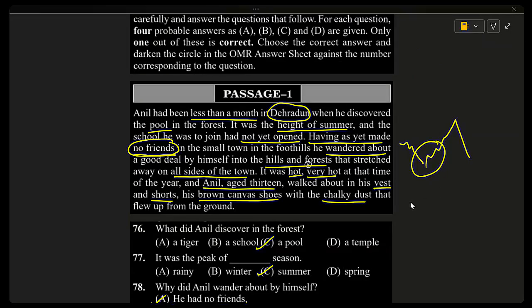Sir, you did not read the total passage. I have read the entire passage. Which line did I miss? Sir, you missed... Do you have any doubt? Sir, in Dehradun, when he discovered a pool in the forest. Yes, sir. They were asking a question about that also.